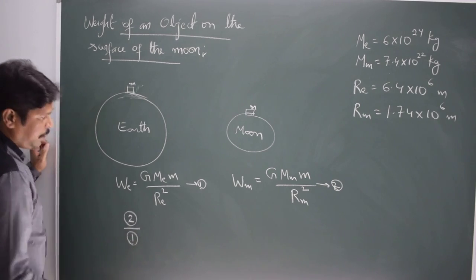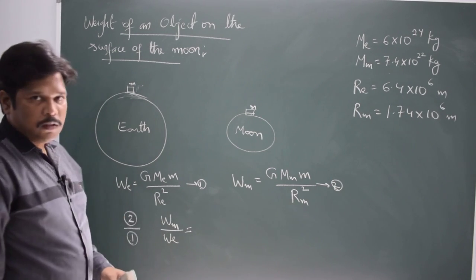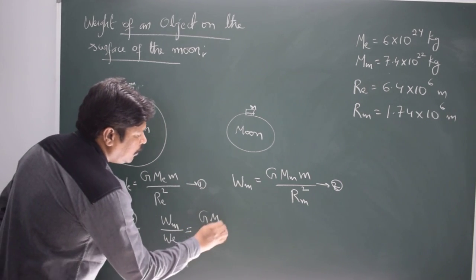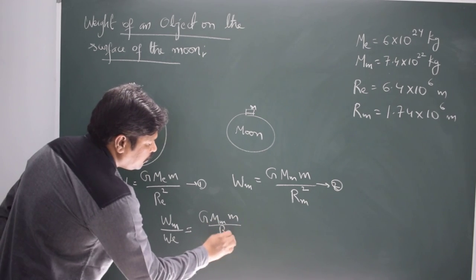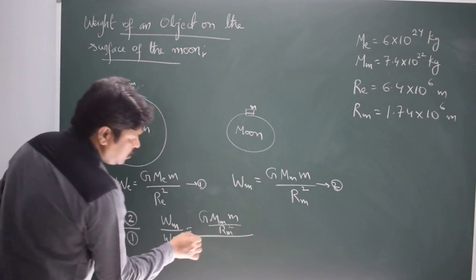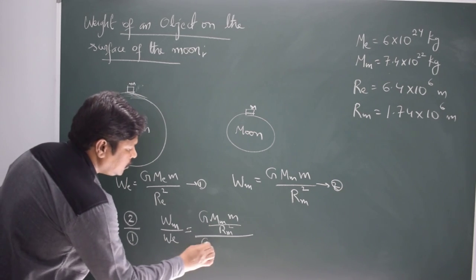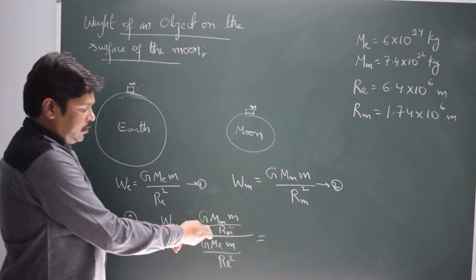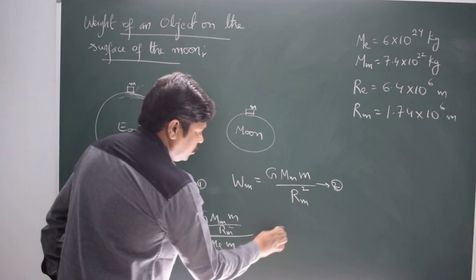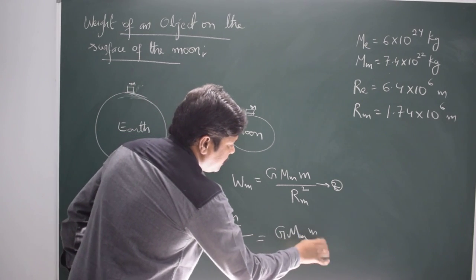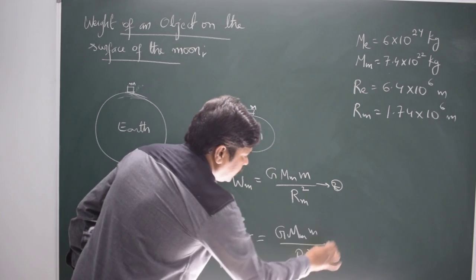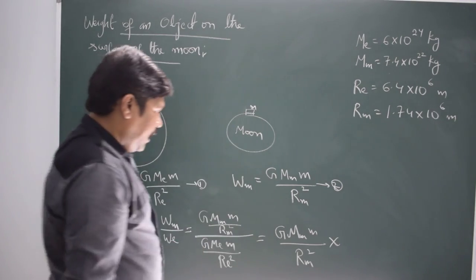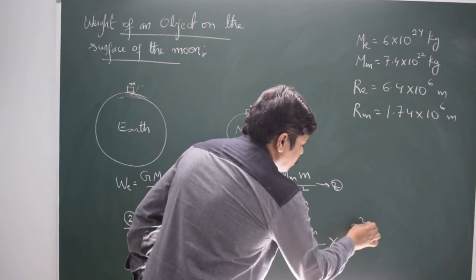Equation 2 by 1: weight of the object on the moon by weight of the object on the earth. On the numerator, I take the weight of the object on the moon, G m by rm square, whole divided by the weight of the object on the earth, G m by re square. I'm going to cross multiply this. So the numerator will be G m m by rm square into the denominator, which is re square, and it comes to the numerator.